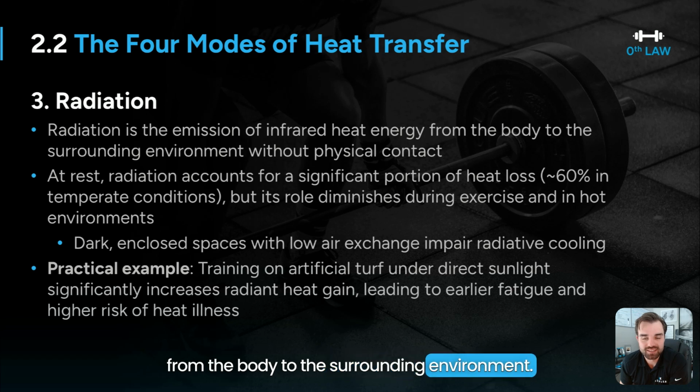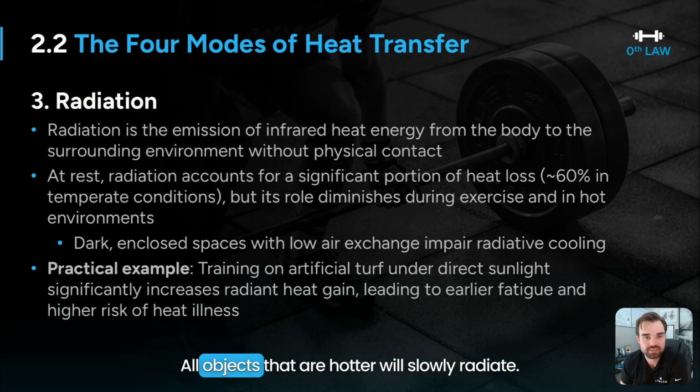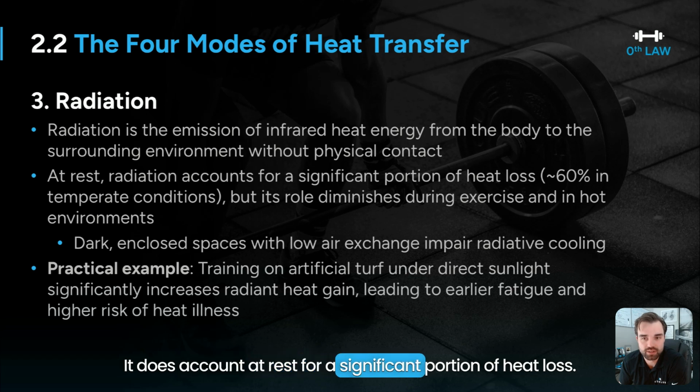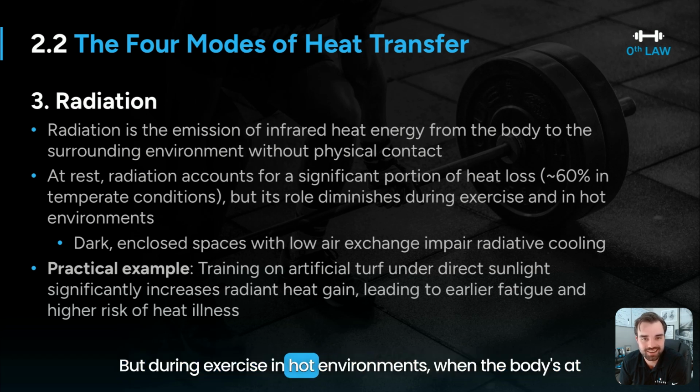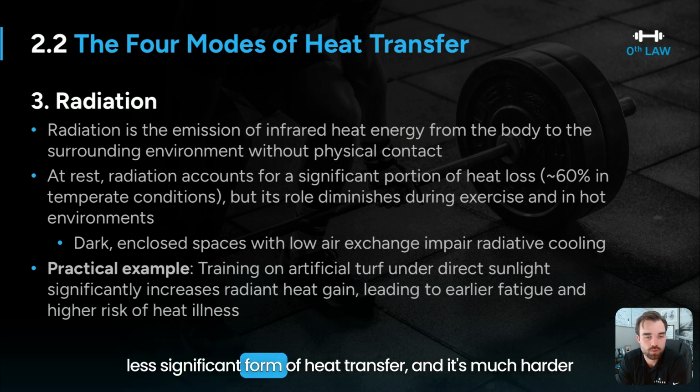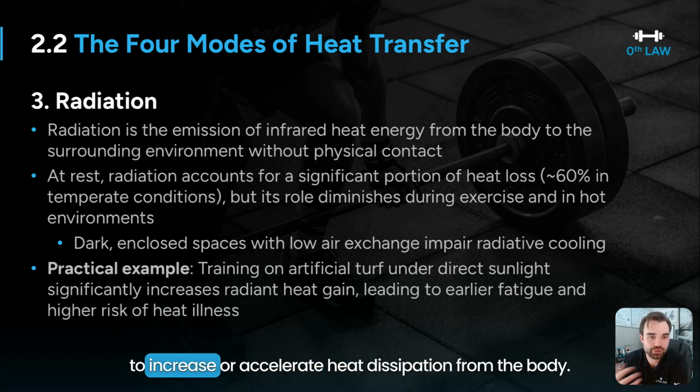Radiation is the third one, and this is the emission of infrared heat energy from the body to the surrounding environment. So this happens constantly. All objects that are hotter will slowly radiate. This is obviously where solar radiation comes in. It does account at rest for a significant portion of heat loss, but during exercise in hot environments, when the body's at a really high level, it becomes a much smaller, less significant form of heat transfer, and it's much harder to increase or accelerate heat dissipation from the body.